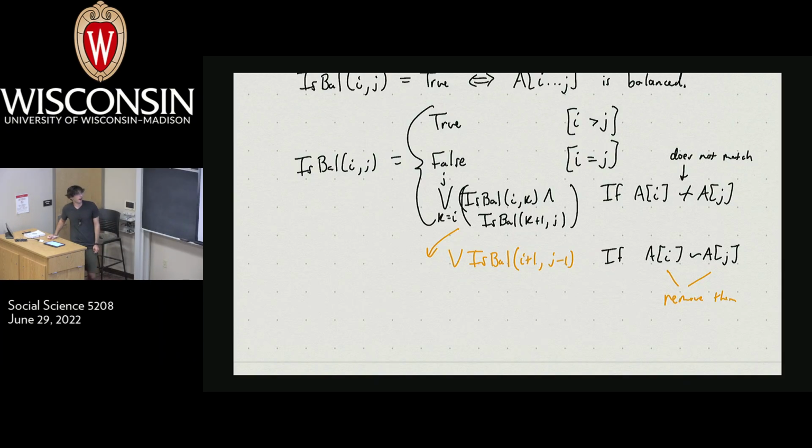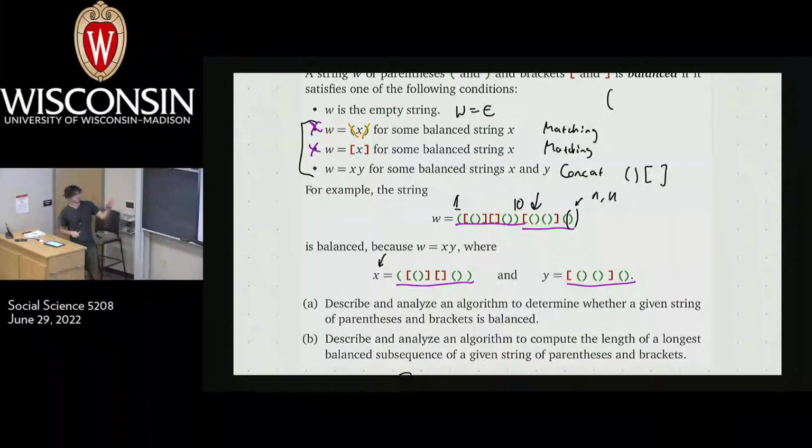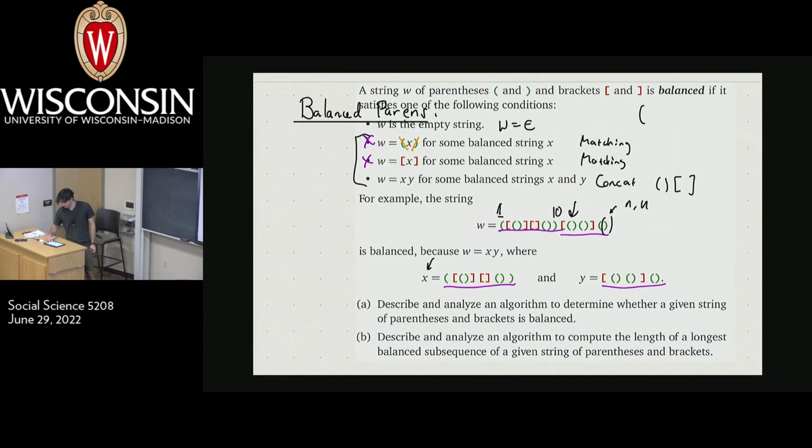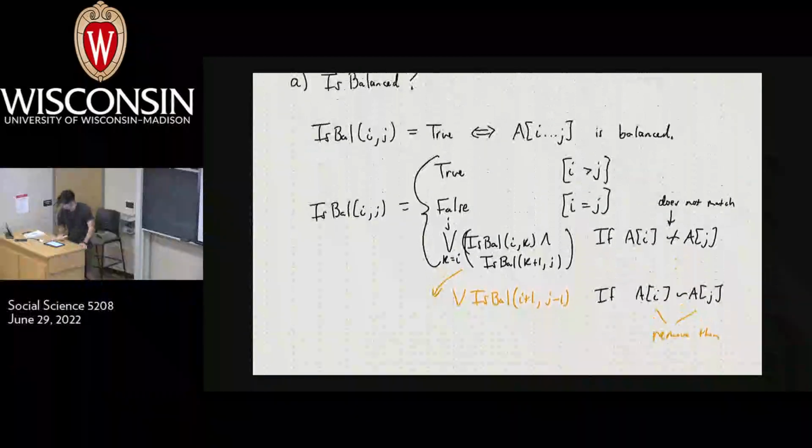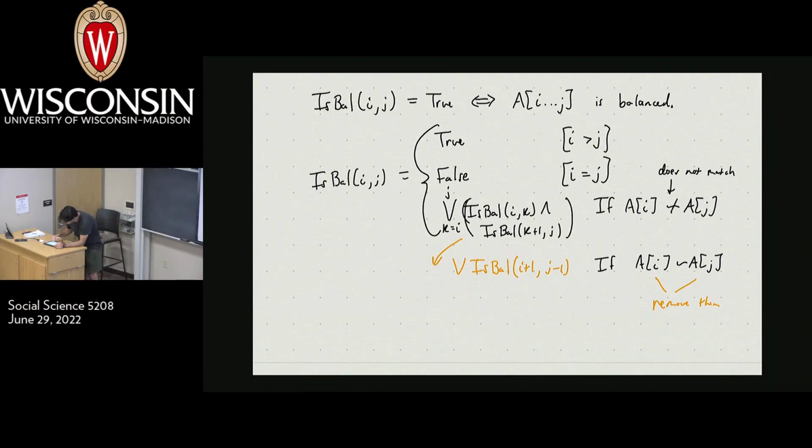Okay? So either it's some balanced x followed by some balanced y, which is the first case, or we can remove those two parens and then recurse on the middle part. And if either of those cases are true, then by definition of a balanced string, it's a balanced string. Okay? And at the very end, we're going to return is balanced on 1 and n. That way we get the whole array.